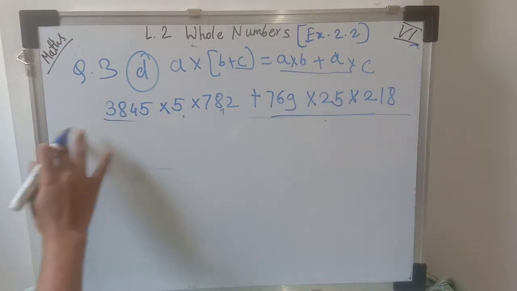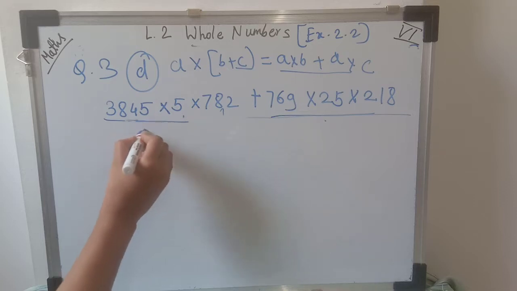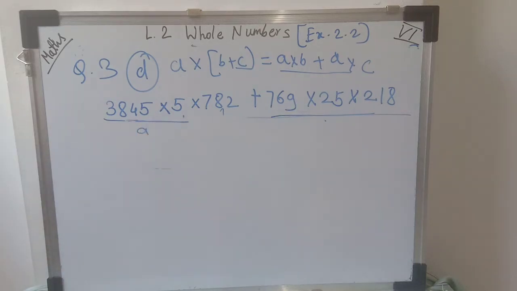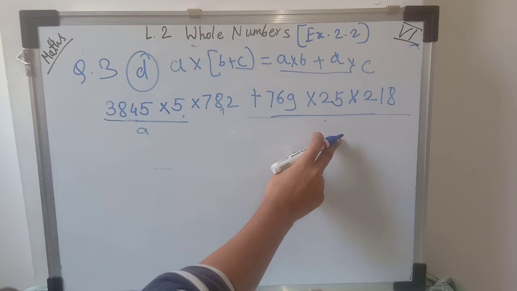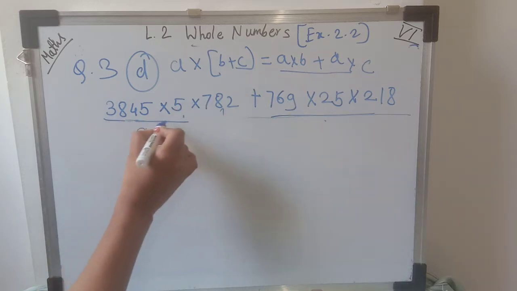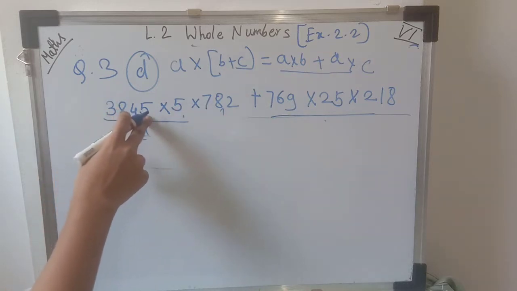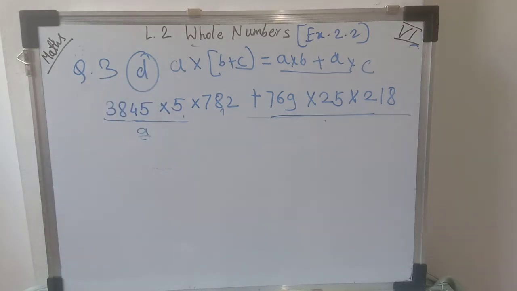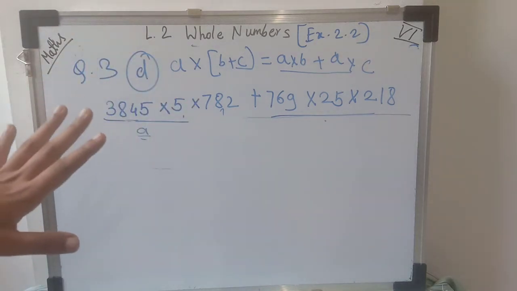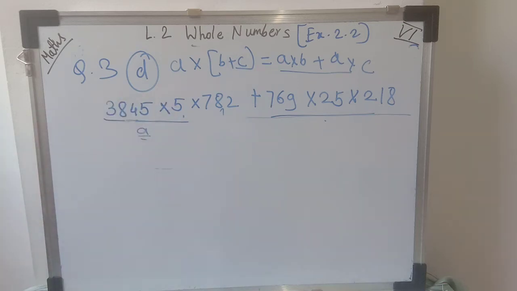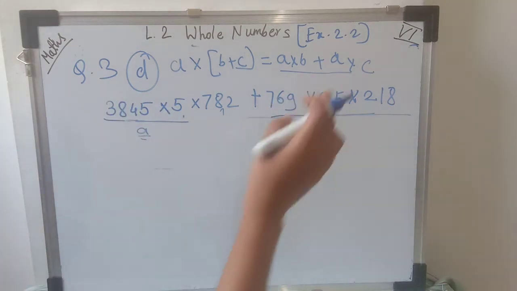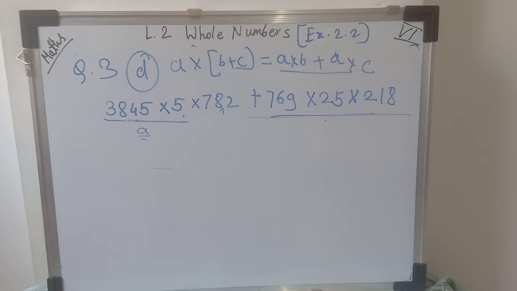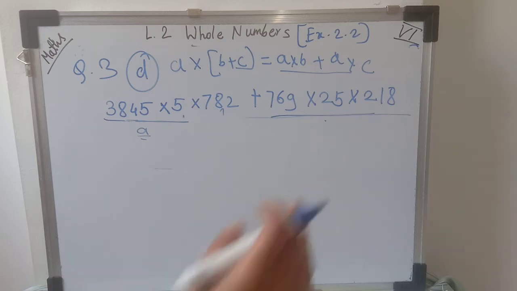Here, if I decide that this will be my A, then on the right hand side also I want the same A, meaning 3845 multiplied by 5. So simply, we will take 5. To get the 5 from 25, how do we get 25? 5 multiplied by 5. So 5 multiplied by itself gives 25.